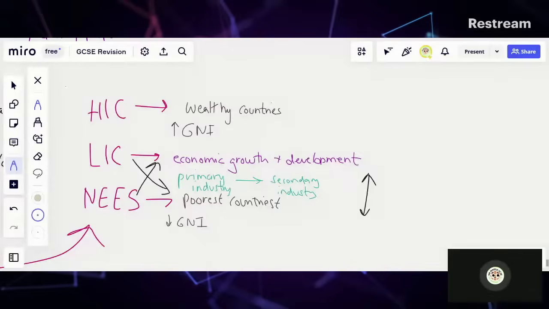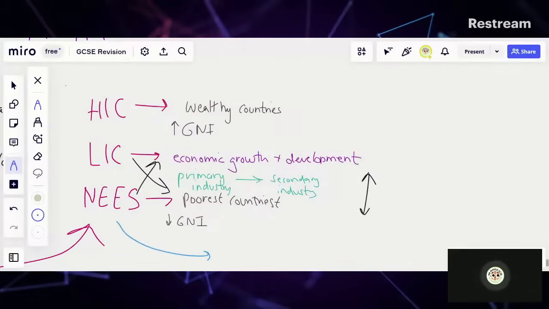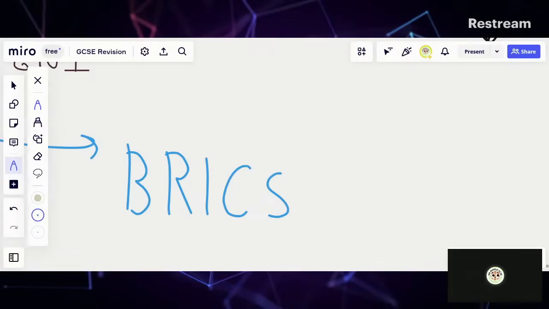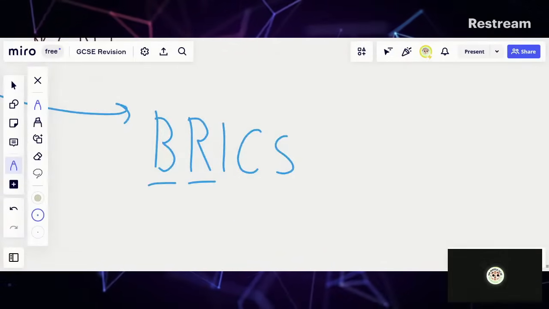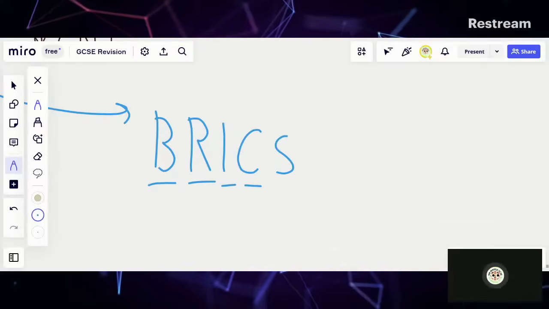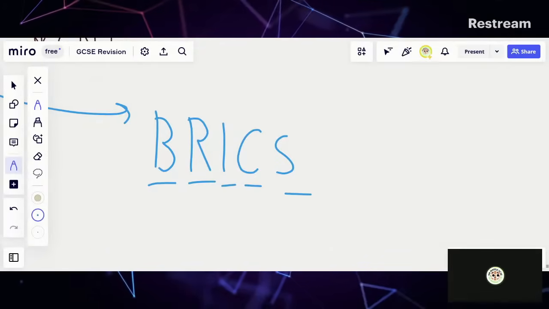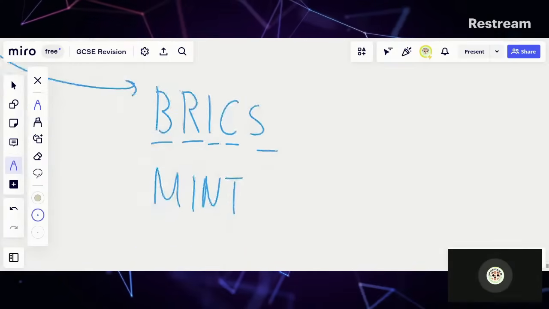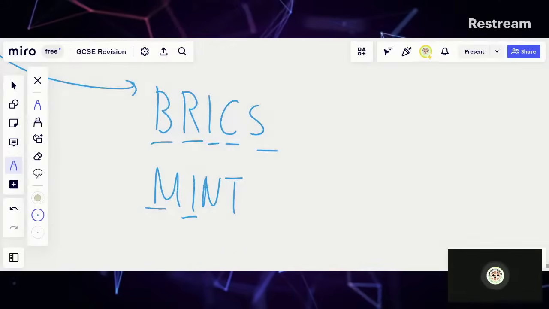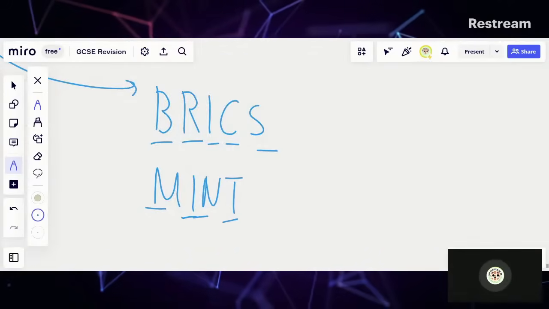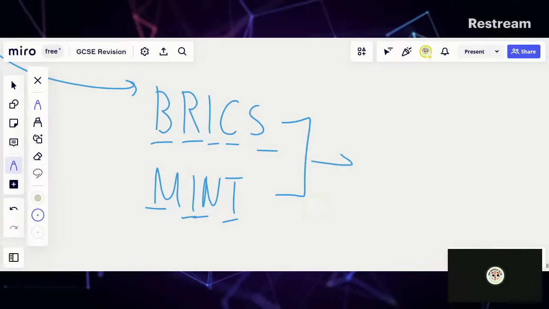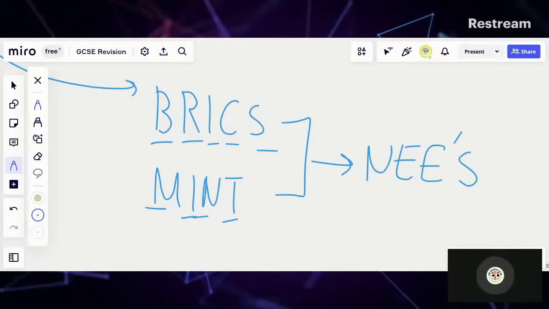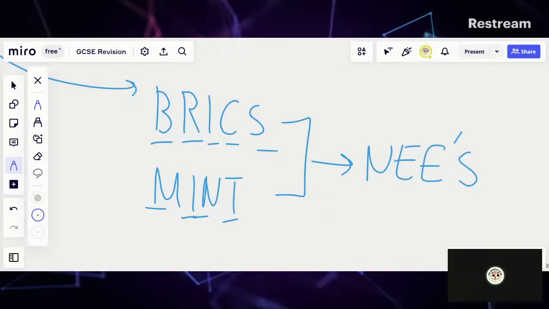In a newly emerging economy, it's also important that you may see this BRICS. Now, BRICS just stands for Brazil, Russia, India, China, and South Africa. But you might also see MINT as well. So MINT stands for Mexico, Indonesia, Nigeria, and Turkey. Now you will note that all of these countries are newly emerging economies. You don't need to know them off by heart or anything, it just gives you an idea of what a country is.